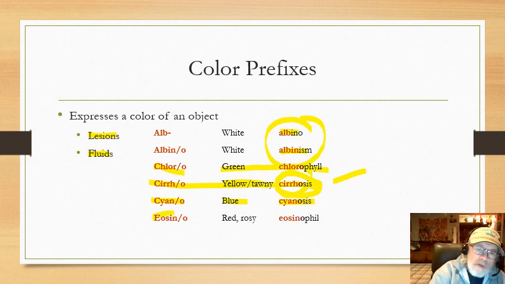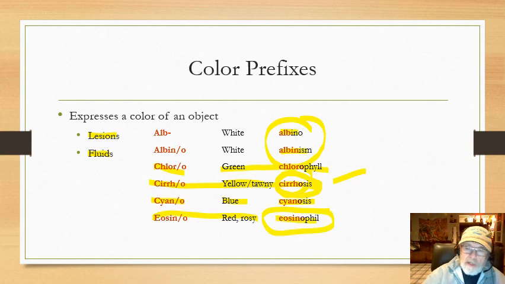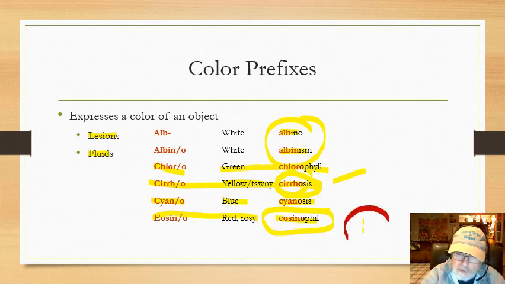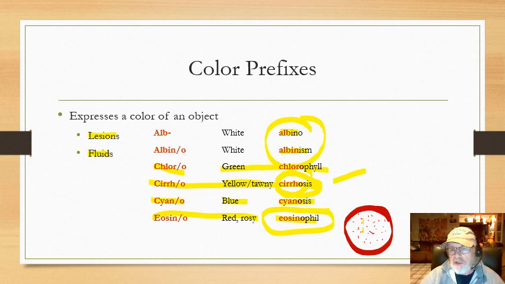Eosinophil means rosy or red. Eosinophil is basically a white blood cell. You say, white blood cell? I thought this was red. What happens is when I look at these white blood cells, eosinophils, they stain them. And when they stain them, they show a bunch of red granules. If you look at the eosinophil, inside there'll be these little red granules all over. They stain red, and when you look at it under the microscope, they're all stained red. And because it stains red, it's called an eosinophil.